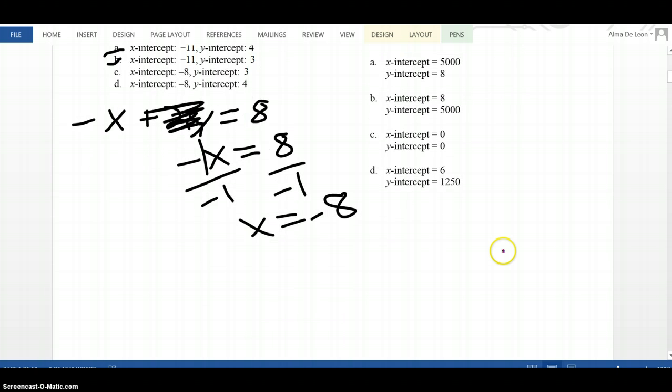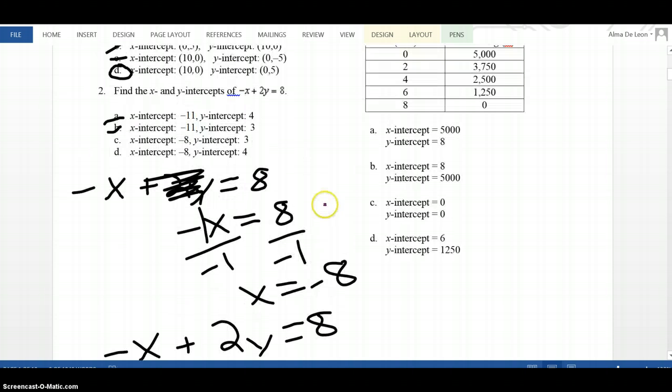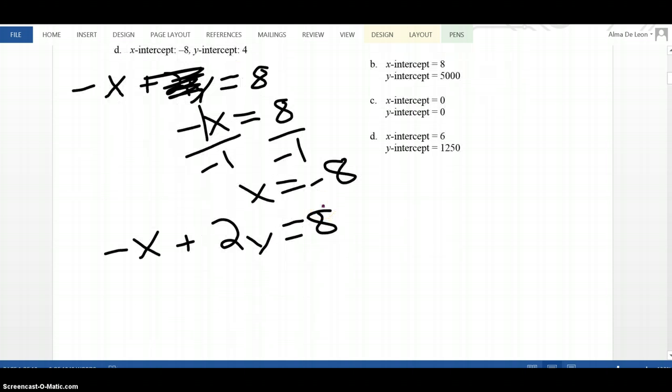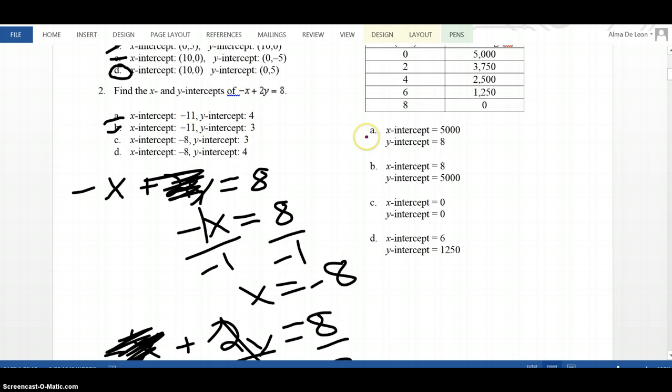I'm going to repeat the same process, but this time I'm going to look for the y value. If I want to find a y-intercept, I'm going to get rid of the x. I'm left with 2y equals 8, so I want to get rid of that 2. I get rid of that 2 by dividing by 2, and I end up with y equals 4. So my y-intercept is y equals 4. That is my answer.